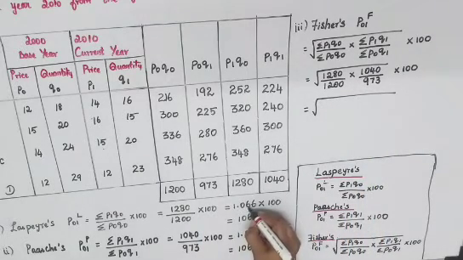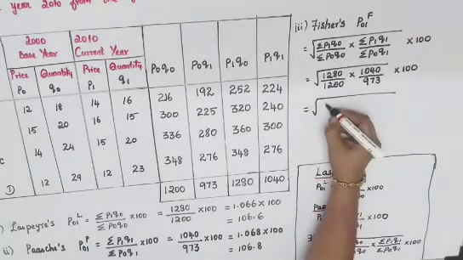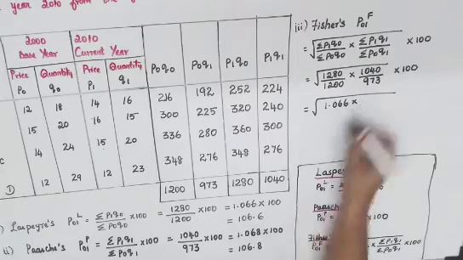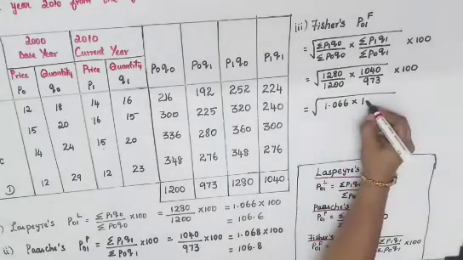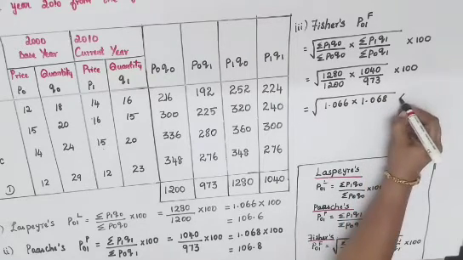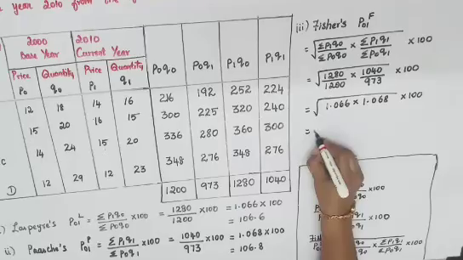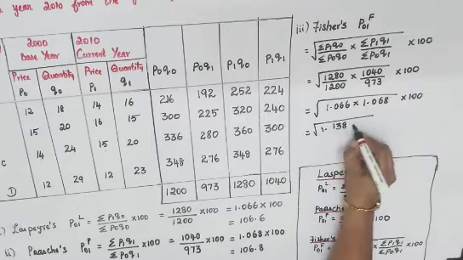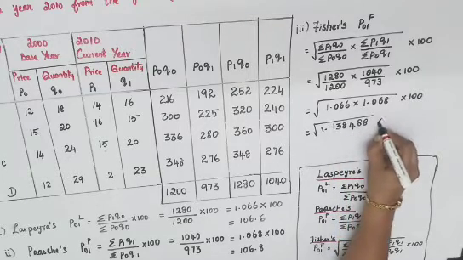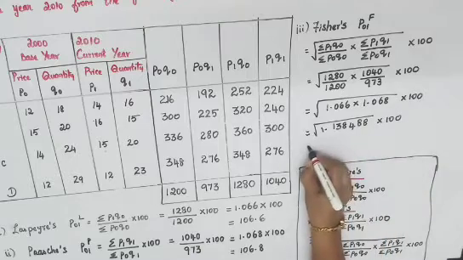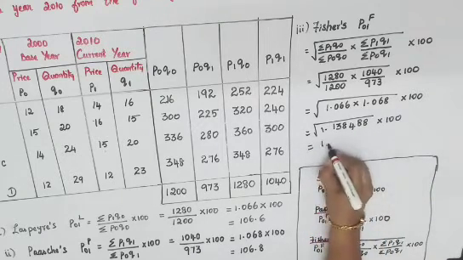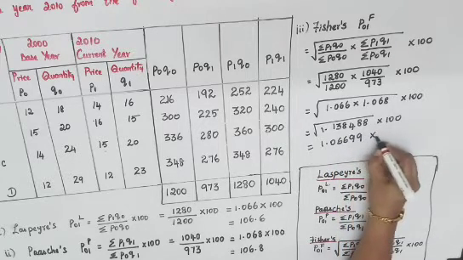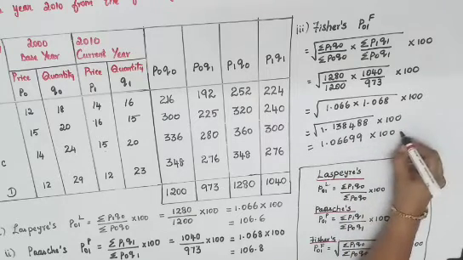Which is equal to root of, we have got the answer here, okay, so dividing we have got it here, 1.066. So you can write here 1.066 into, same way this answer we have got it here, 1.068, into this 100 separately. Multiplying you will get root of 1.138488 into 100. Then you will have to find the square root. Square root is 1.06699 into 100.